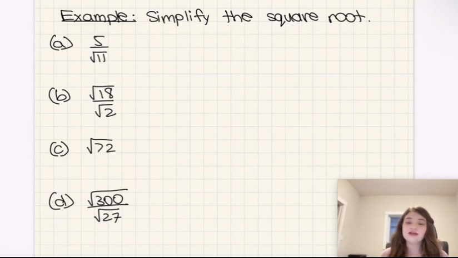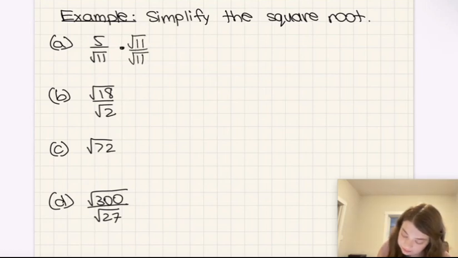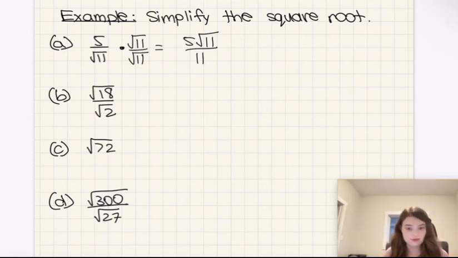But we do have a square root in the denominator. So what I'm going to do is multiply numerator and denominator by root 11. And then on top, we have 5 root 11 over just regular 11, because keep in mind, root 11 times root 11 gives us 11. And now all three of the conditions are met. And so this is the most simplified square root.